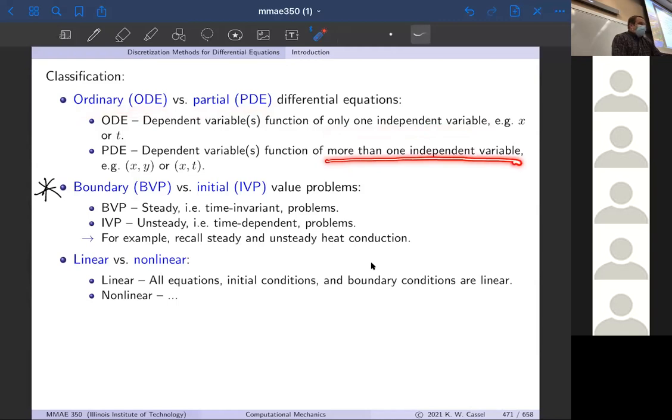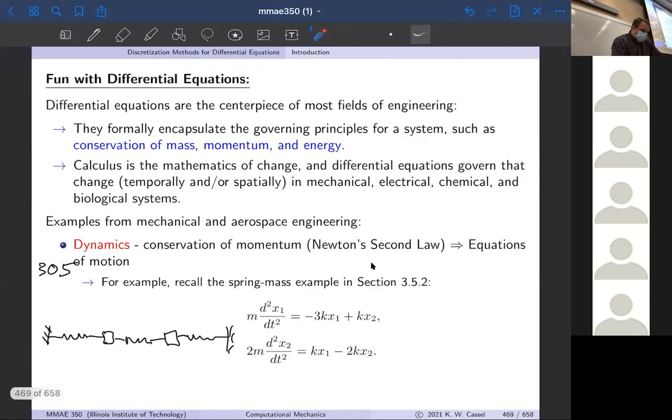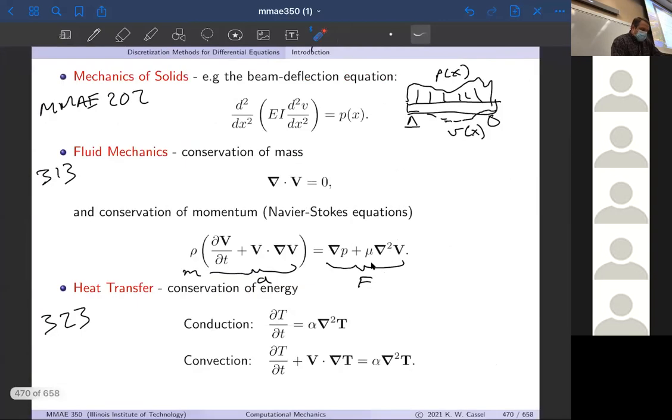Why do we use a different symbol? Here, I use a D for ordinary derivatives. Here, I use a partial for partial derivatives. They're fundamentally the same. There's no difference mathematically. It's just a convention that is used.